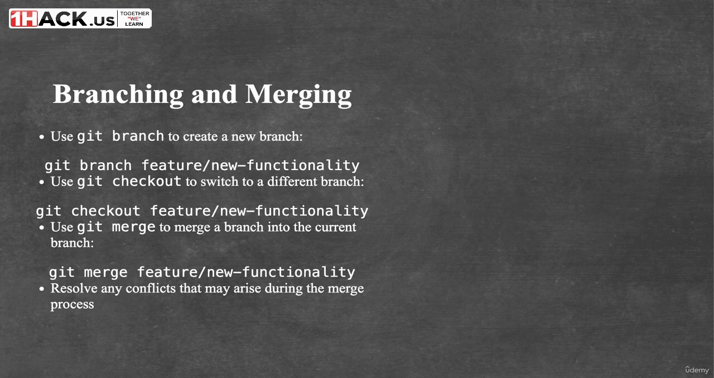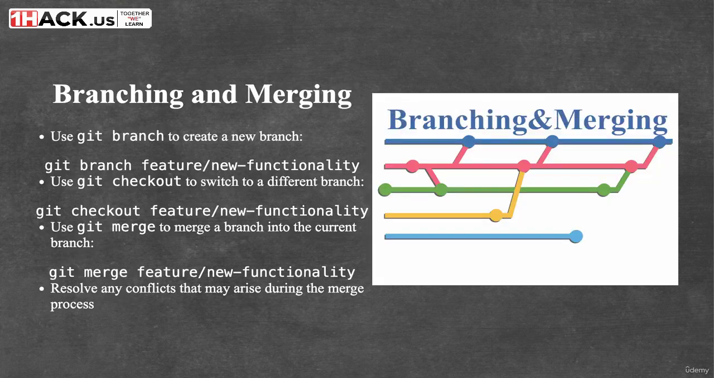One of the powerful features of Git is its support for branching and merging. Branching allows you to create a separate line of development, which can be useful for experimenting with new features, fixing bugs, or collaborating with others on a project. To create a new branch, you can use the git branch command, like this: git branch feature/new-functionality. This will create a new branch called feature/new-functionality. To switch to this new branch, you can use the git checkout command: git checkout feature/new-functionality.